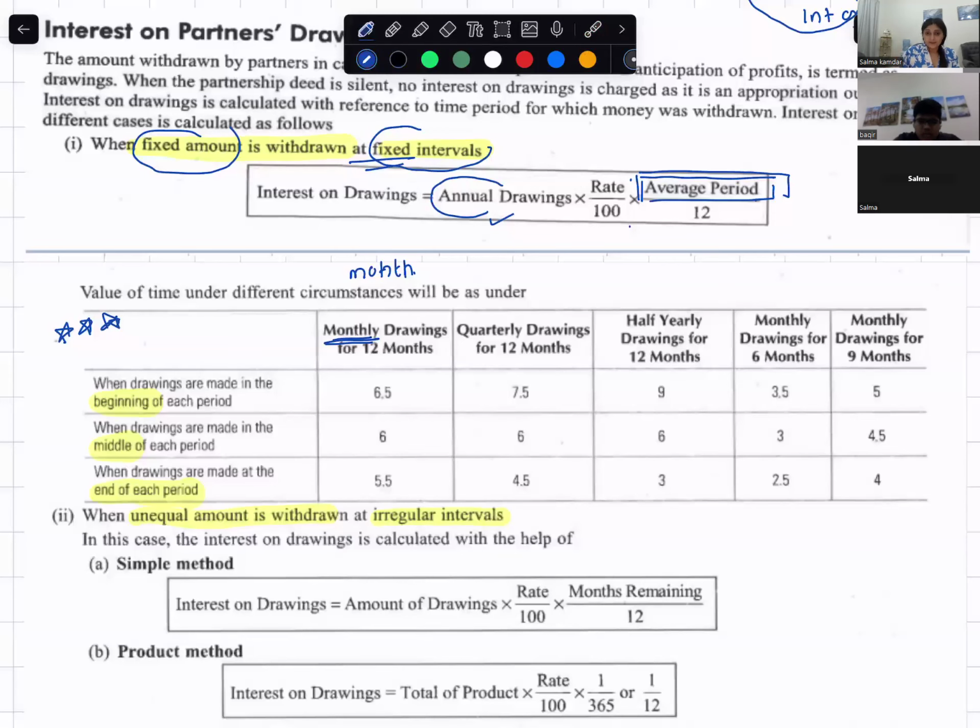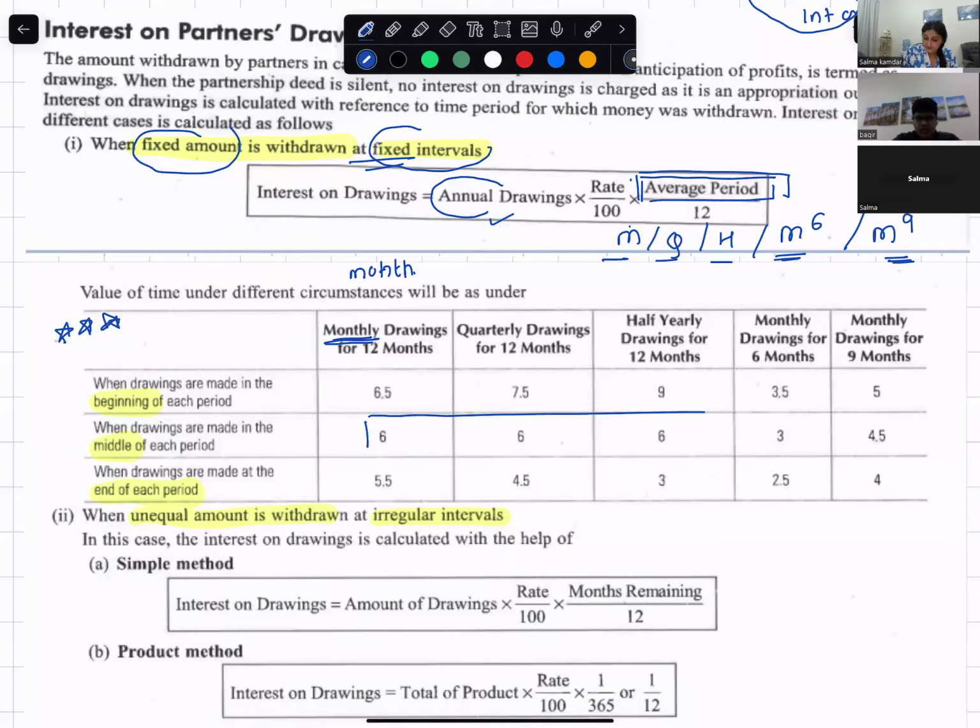How do you remember this? It is monthly, quarterly, half yearly, monthly drawings for 6 months, and monthly drawings for 9 months. Are you with me? Yes, ma'am. Monthly, quarterly, half yearly, monthly drawings for 6 months, and monthly drawings for 9 months.